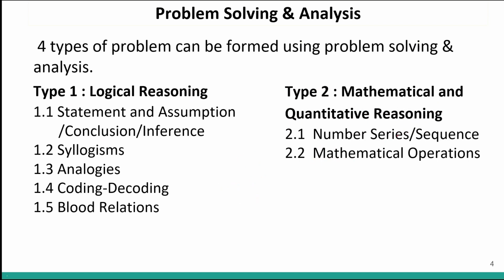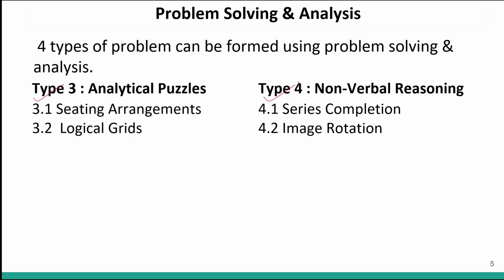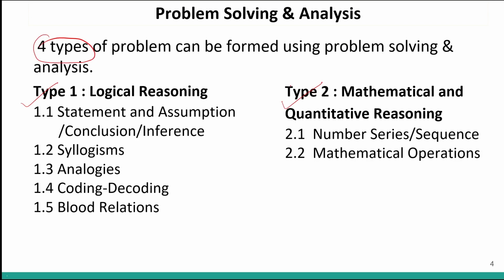Okay, in problem solving and analysis, you can get four types of questions. There are type 1 logical reasoning, type 2 mathematical and quantitative reasoning, then we have type 3 analytical puzzles, and type 4 non-verbal reasoning. Each type has certain subcategories. For example, if you look at logical reasoning, logical reasoning has 5 subcategories. That is, first is statement, assumption, conclusion, inference, then syllogisms, then analogies, the fourth is coding decoding, and fifth is blood relations.